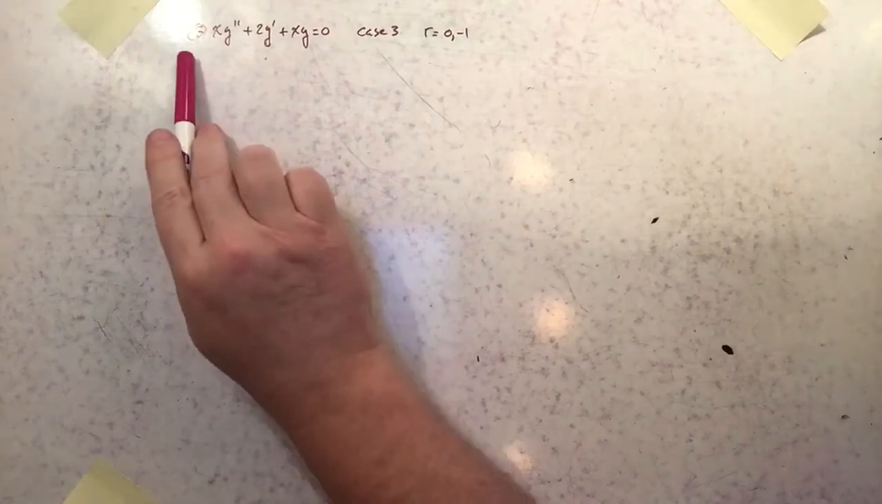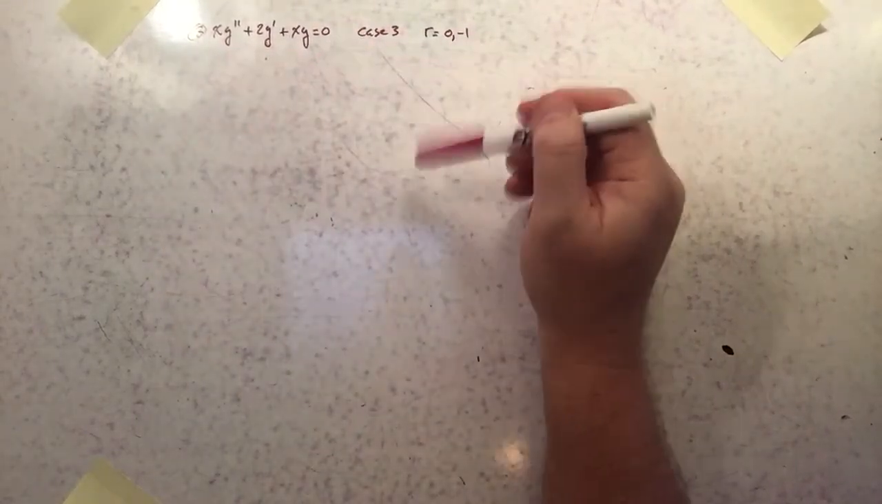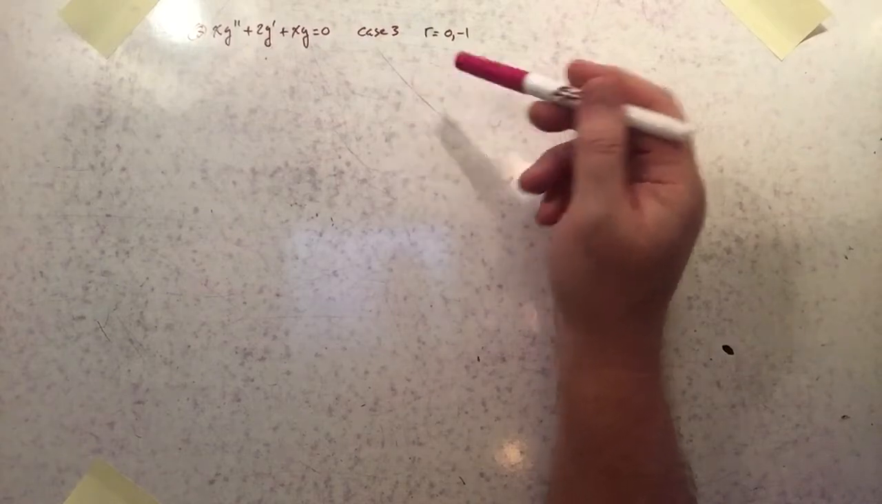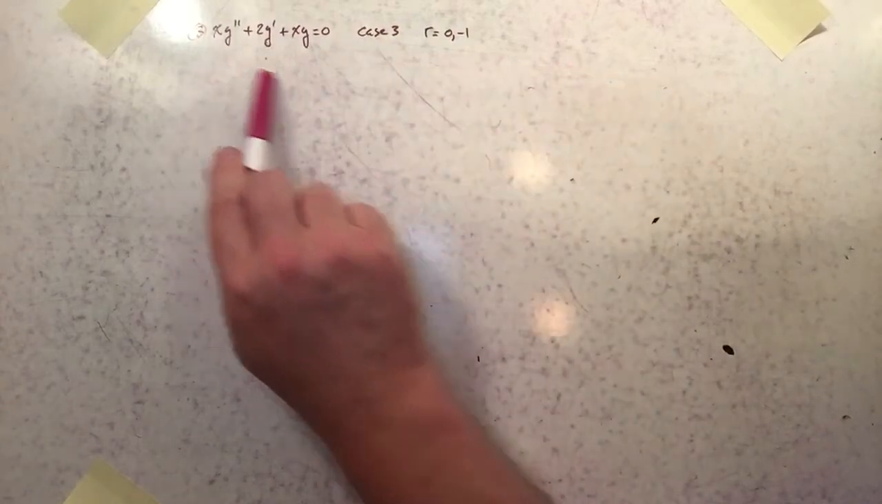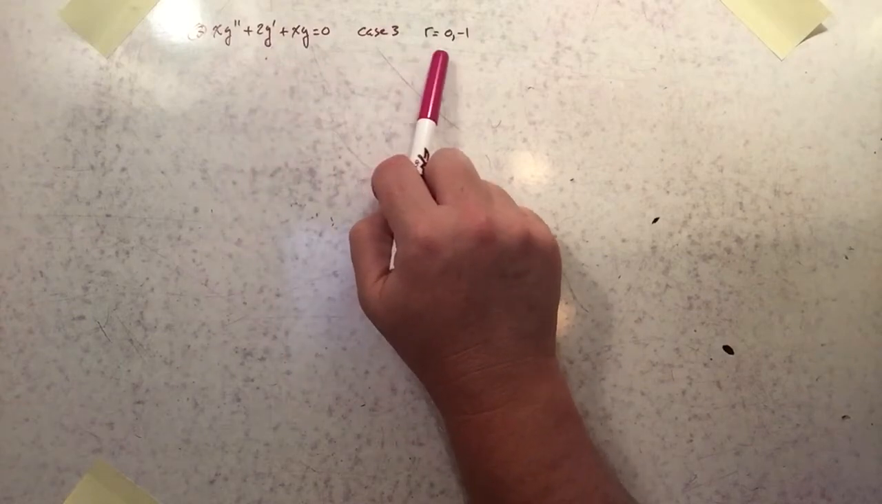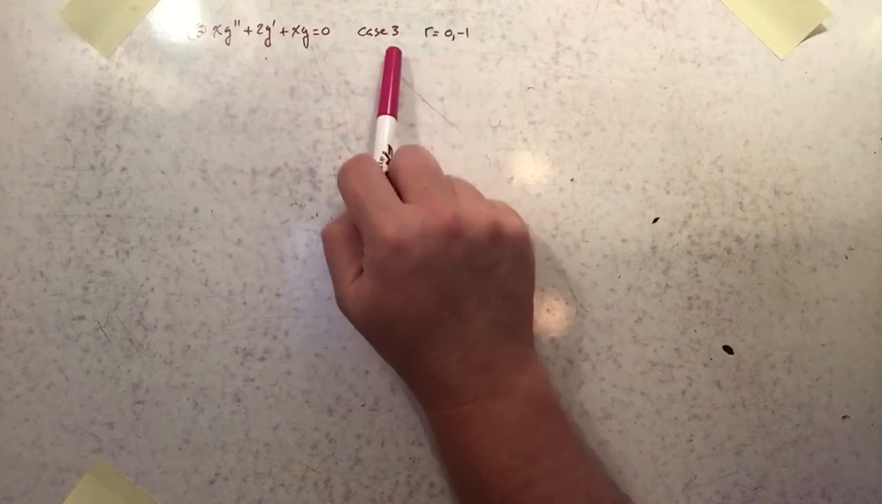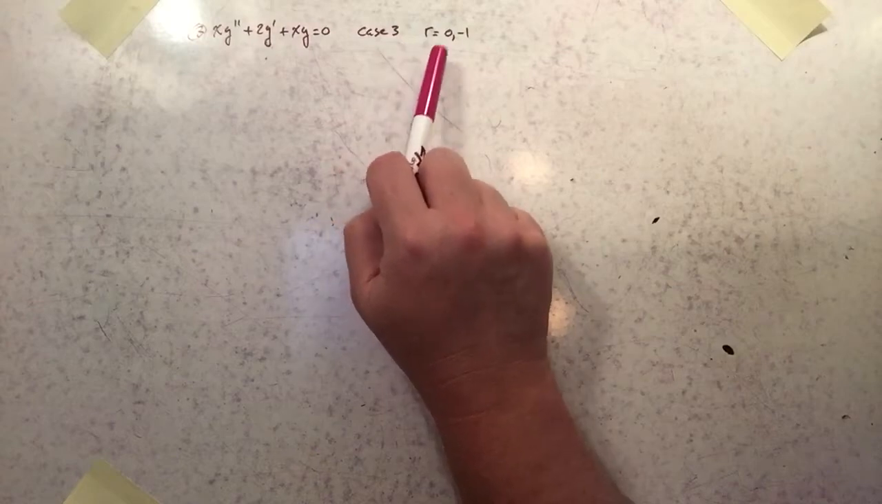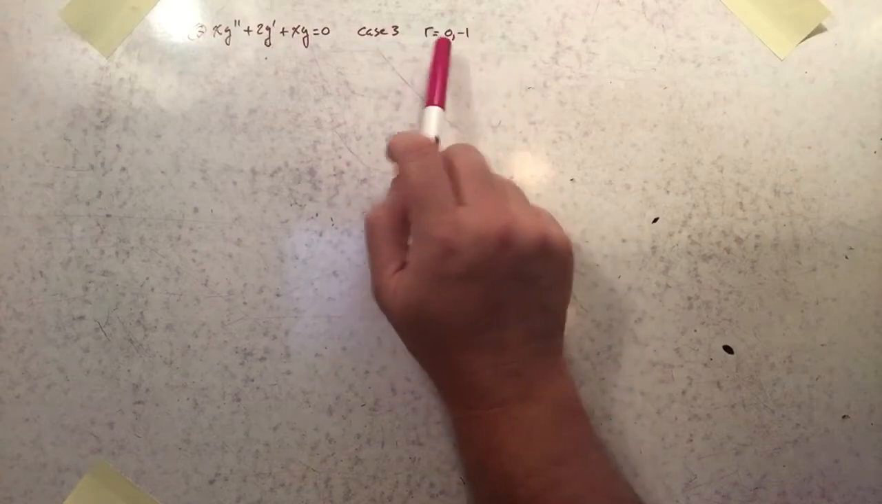Okay, this is number 3 from the homework, and I'll work through it to demonstrate how to apply the Frobenius method. Number 3 happens to be a case 3. I've already worked through the indicial equation, and the r values are 0 and -1. Remember, in case 3, you prioritize the r's, largest followed by smallest, so this is r1 and that's r2.